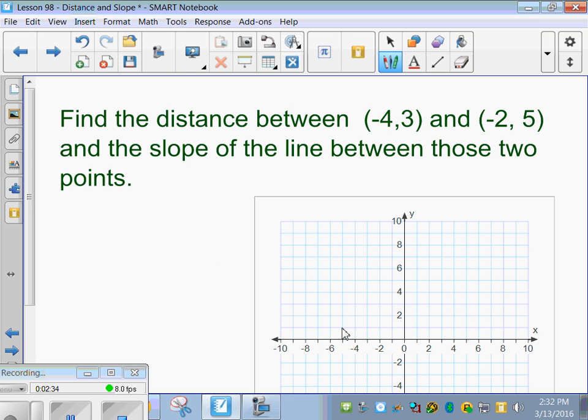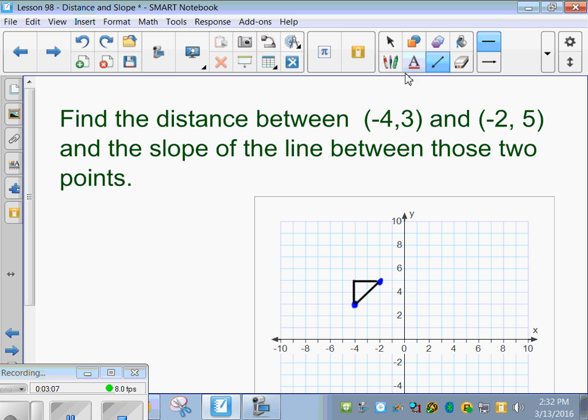All right, find the distance between (-4, 3) and (-2, 5) and the slope of the line between these 2 points. All right, so you guys draw an xy axis, and let's plot our points. So I have negative 4, positive 3. Then we have negative 2, positive 5. And I want to find, oh, that's probably not very good. Let's try this. Okay, let's try the distance here.